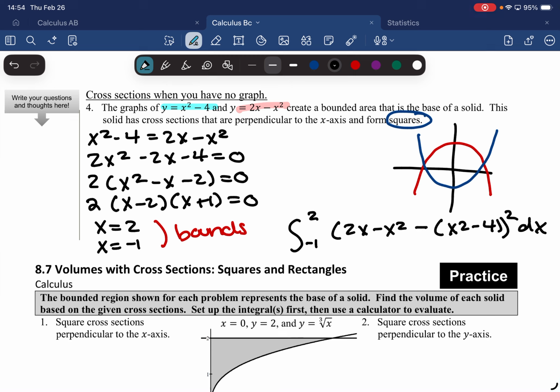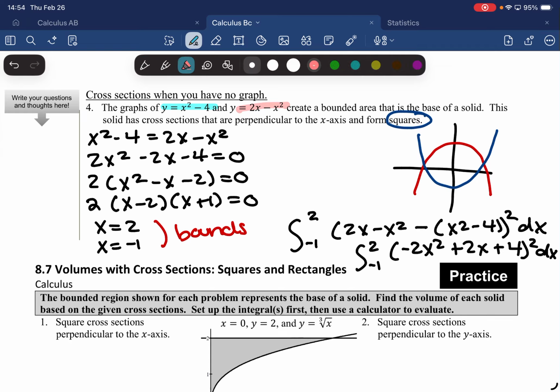The only other step you could do is just simplify those parentheses there and combine like terms, and this would give you the integral from -1 to 2 of (-2x squared plus 2x plus 4) squared dx. Of course, that's only going to matter on a multiple choice. On an FRQ, you wouldn't even need to integrate this. You could just say that integral is your answer.